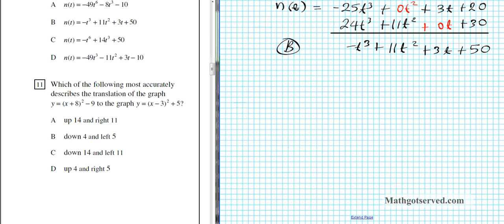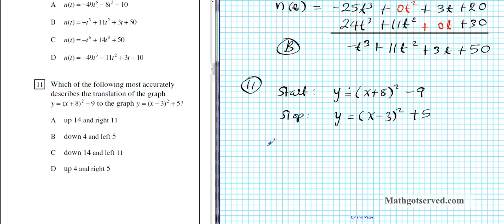All right, let's take a look at question number 11. We're given two quadratics in vertex form, and there's a translation happening. We are starting from y equals (x plus 8) squared minus 9, and then we're stopping at y equals (x minus 3) squared plus 5. And the question is, which one describes the translation?